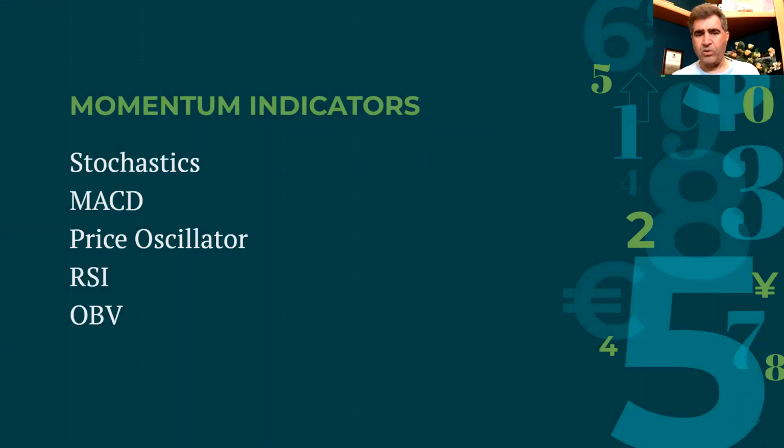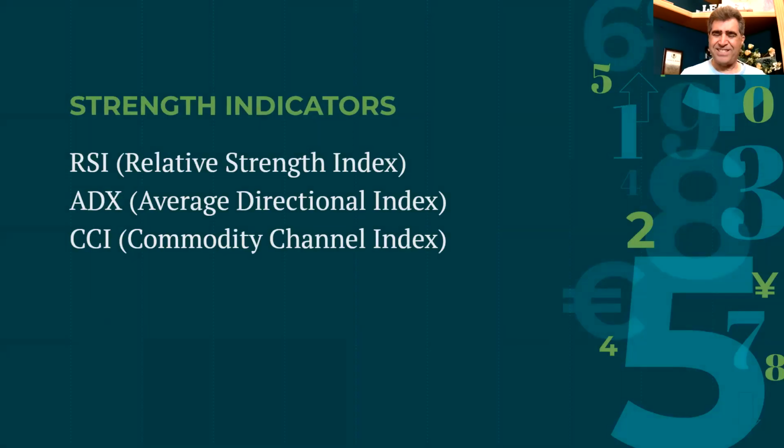Then the second part I want to introduce you to is the momentum indicators, which actually allow us to be in the right place. If something has already started with inertia, we want to be with it. So momentum indicators are stochastics, MACDs, price oscillators, RSI, and on-balance volume, as well as the actual momentum indicator, which is a momentum indicator by itself. The third thing is strength indicator. We want to see how strong these momentums are.